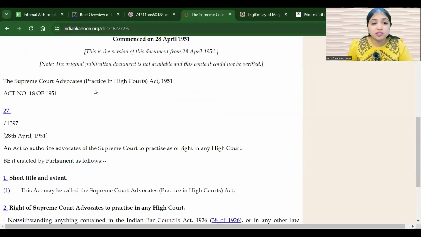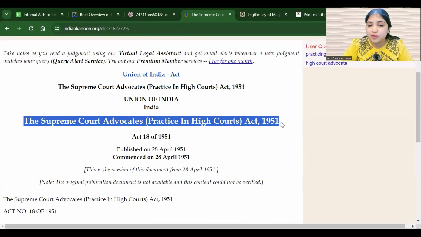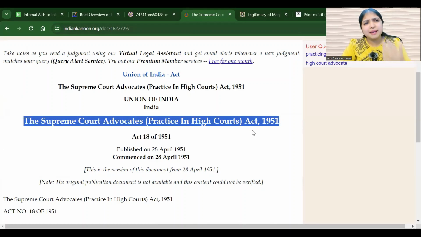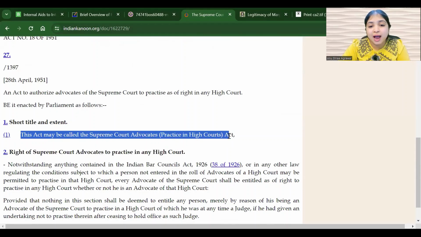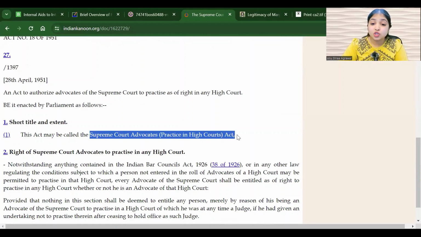I am showing on your screen over here a law, the name of which is the Supreme Court Advocates Practice in High Courts Act 1951. Now, this is the name of the law. The laws generally have a short title and a long title. Like, see, look at section 1. This act may be called the Supreme Court Advocates Practice in High Court Act. So this is the short title of the act. This is how we are going to refer to the act, the Supreme Court Advocates Practice in High Courts Act.